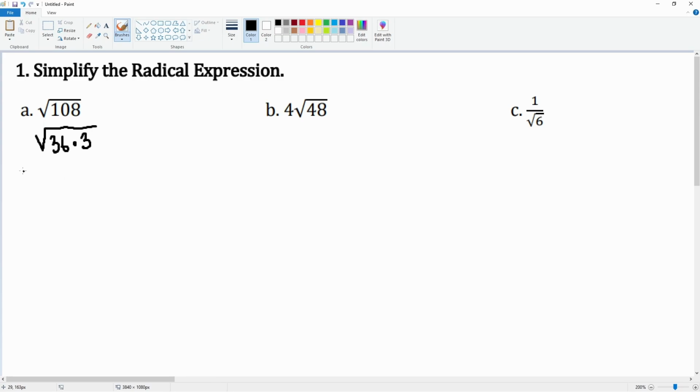Now they go into their own radical. Radical 36 times radical 3. Radical 36 can be broken down into just 6. Nothing happens to that radical 3.